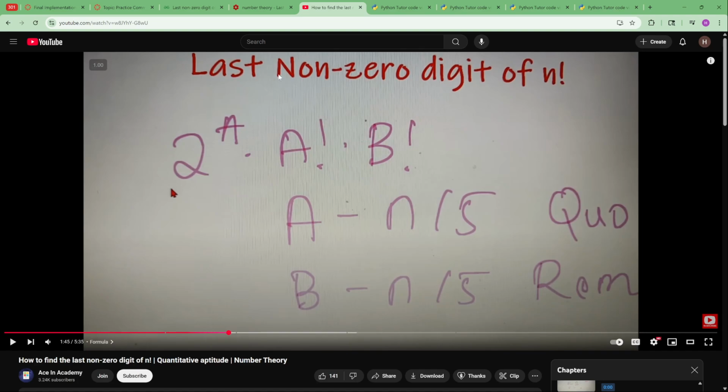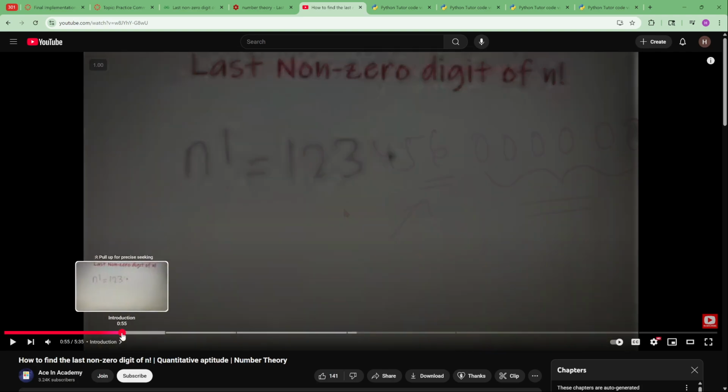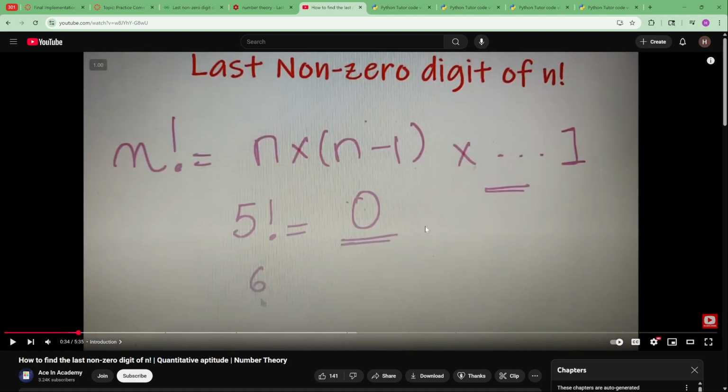Let me explain why we do this. I think it was here that he explained it. After the fifth factorial, we start getting a trailing zero, because 5 factorial will have the product of 5 and 2 inside of it. Because of that, we can guarantee that anything before it will have a number in the ones place automatically.